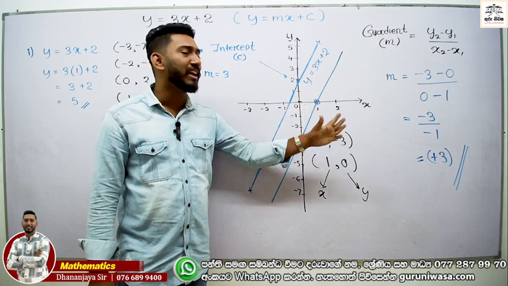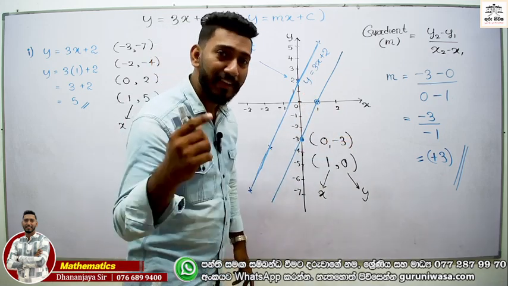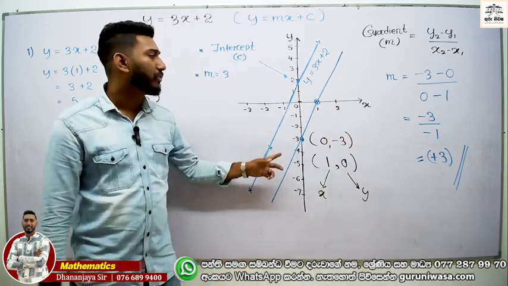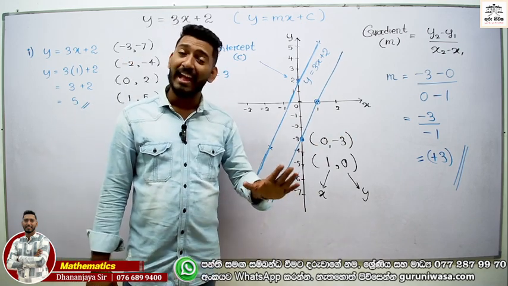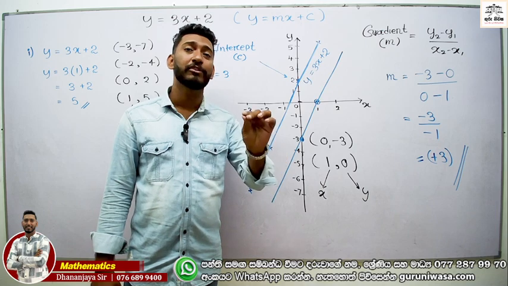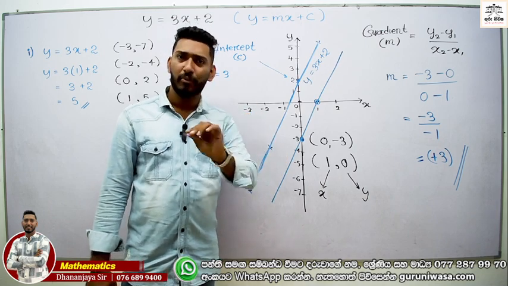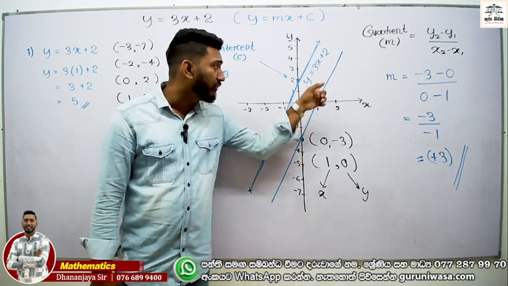Now gradients are equal. Therefore, we can state these two graphs should be parallel, and that is a very specific character, right? Now the question says, write the equation of this graph.